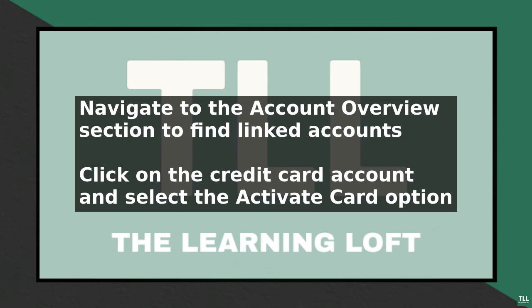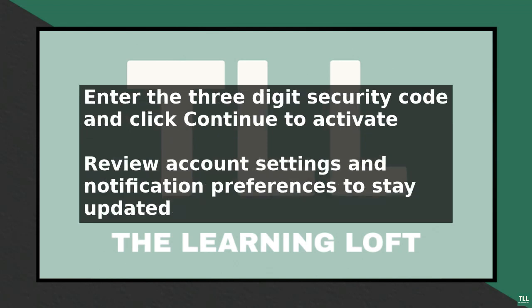As a best practice, make sure to review your account settings and notification preferences to stay on top of your credit card activity. You can also set up account alerts to notify you of any suspicious activity or large purchases. By following these steps, you can easily activate your Capital One credit card app and start managing your account on the go. Remember to always keep your account information and login credentials secure to protect your identity and prevent unauthorized access to your account.